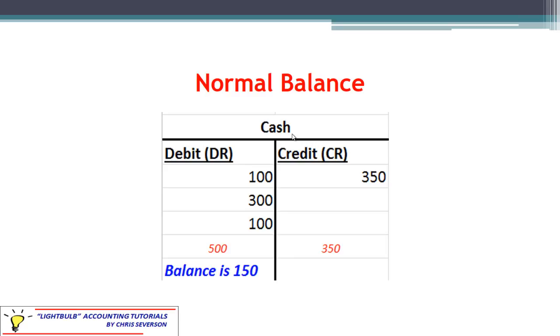Now, fortunately, we want it to be on the debit side. It's an asset. It has a normal balance of a debit. So this is perfect. That tells us it's $150 positive, because it's on the proper side. It's on the normal side.